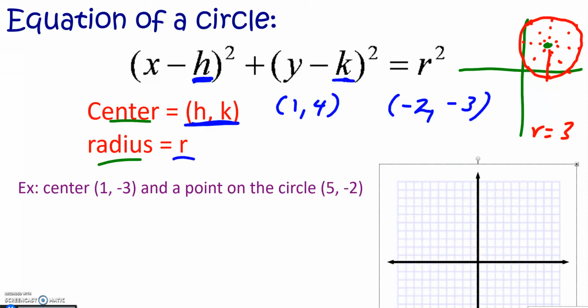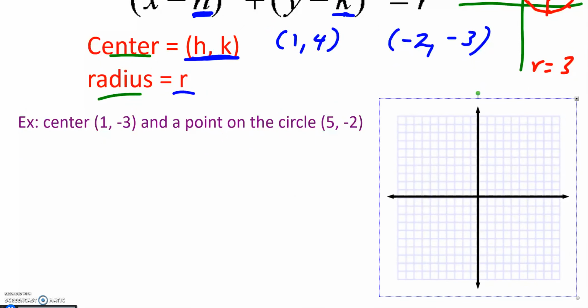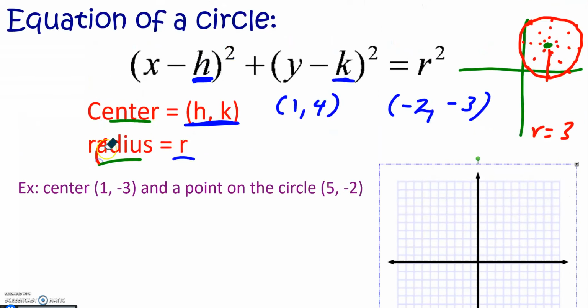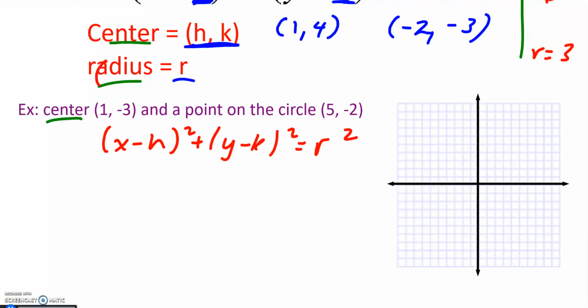So with all of that knowledge, let's use it to solve some equations. We want to find the equation of a circle. So we want, eventually, to find this. Find the equation of a circle that has a center at (1, -3) and a point on the circle at (5, -2). So there are a few ways to go about this problem.